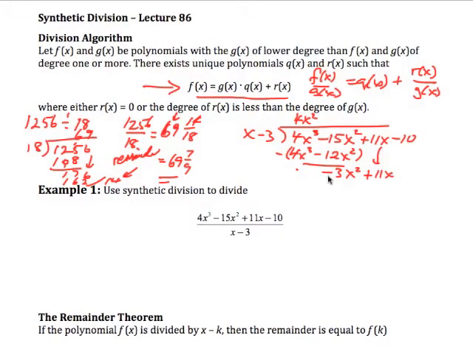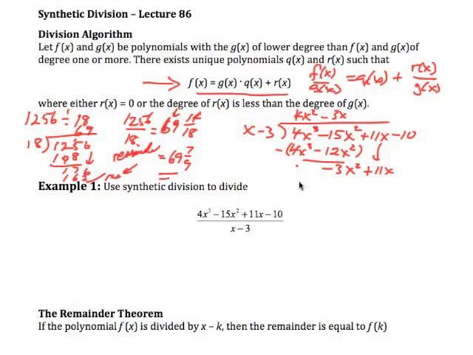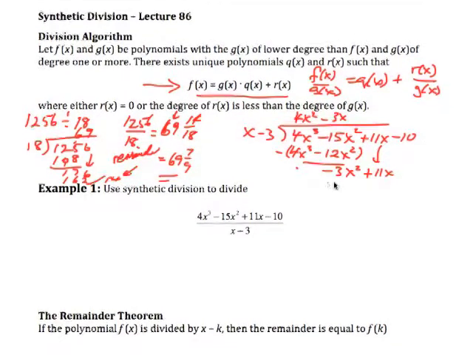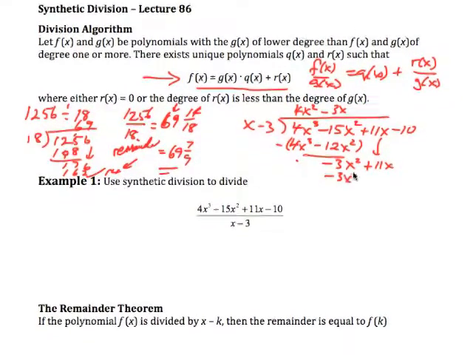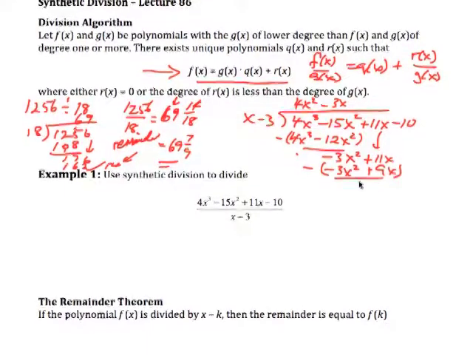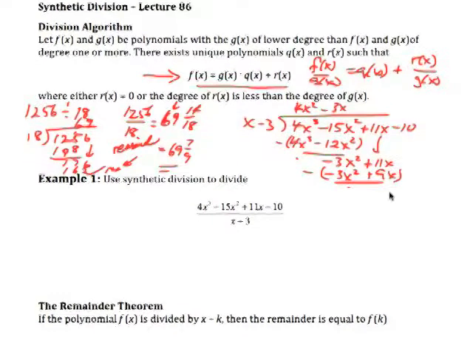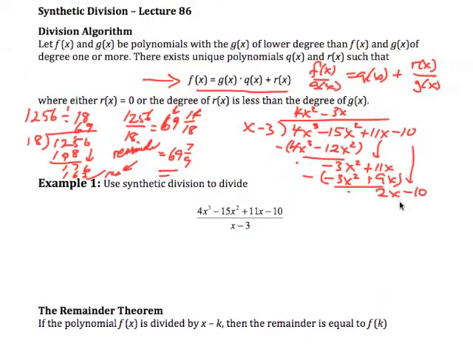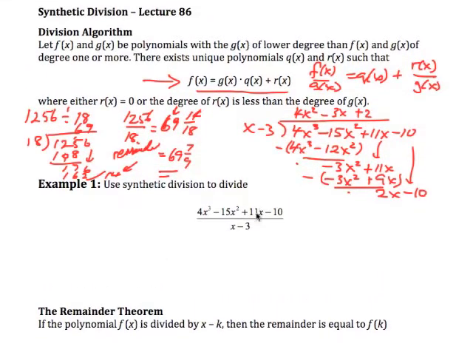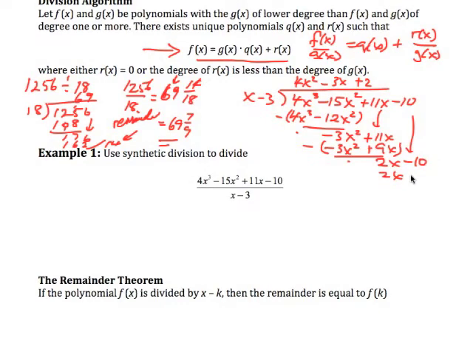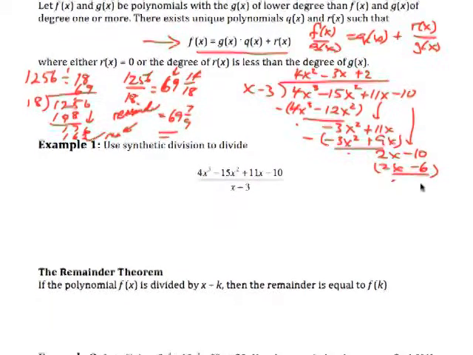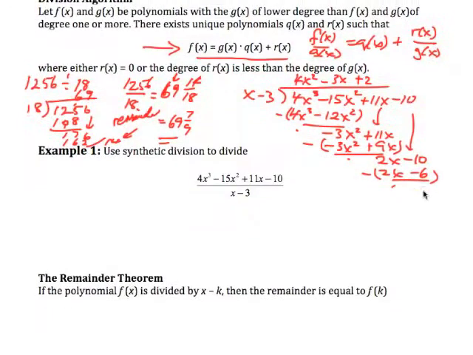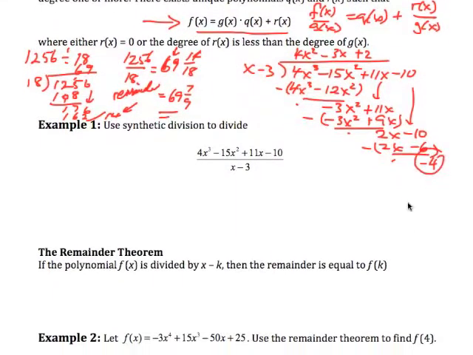So what do we get? How do we get a negative 3x squared? Well, we'd need a negative 3x. Then we'd bring the negative 3x squared down here, plus 9x, and we subtract. Again, we get 0 here, and we get 11 minus 9 is 2x, and we bring the negative 10 down here. Then we'd have to multiply this by 2, and we'd end up with 2x minus 6, and when we subtracted, we get 0 here, and we'd have negative 4 here. And this was the remainder.